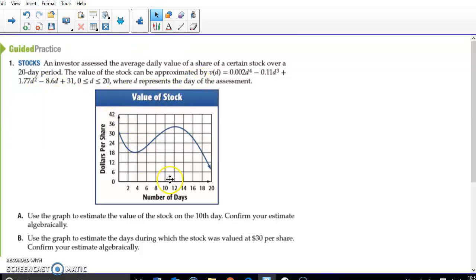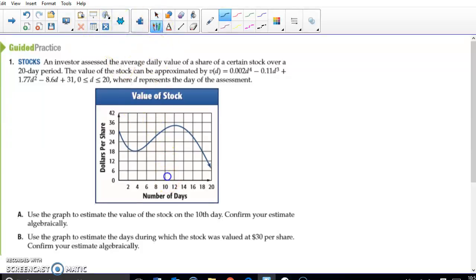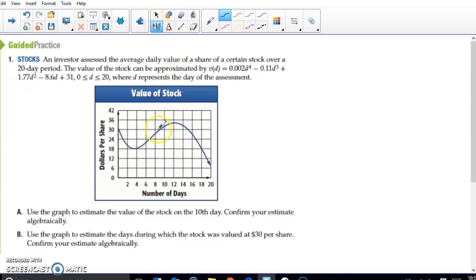So looking at our graph here, looking at our 10th day, we're going to go up, and it appears at day 10 we intersect our graph here, and so going across is going to be something slightly above $30 per share. I would say maybe about $32. So from our graph we have approximately $32 a share.